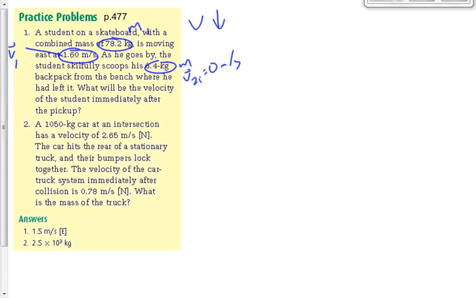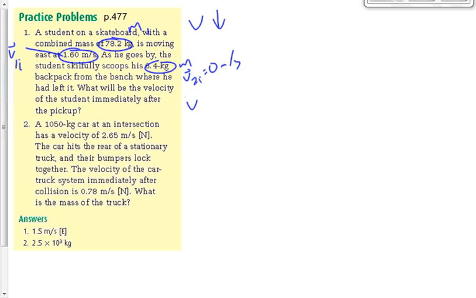Is this before he picked up the backpack or after? Tyler? Before. So let's call it V1I. V2I, Aiden, I think, already told me what that was. Okay, 0 meters per second. What's the velocity of the student immediately after the pickup?